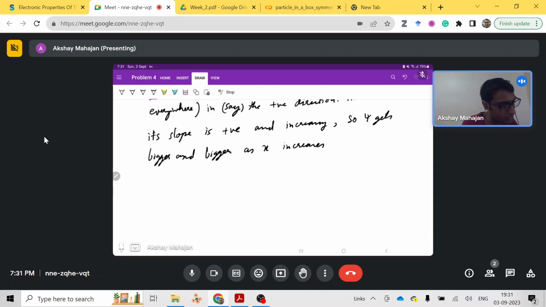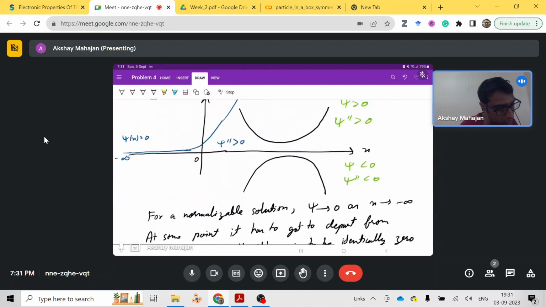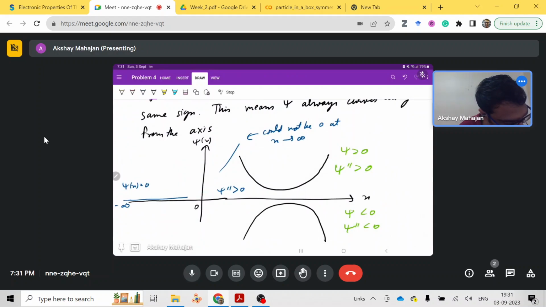Okay, now I'm just going to write it out. The psi gets bigger and bigger as x increases. Let us put it at x greater than 0 for safety. It just keeps increasing.